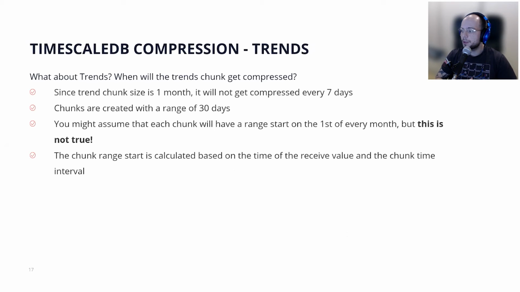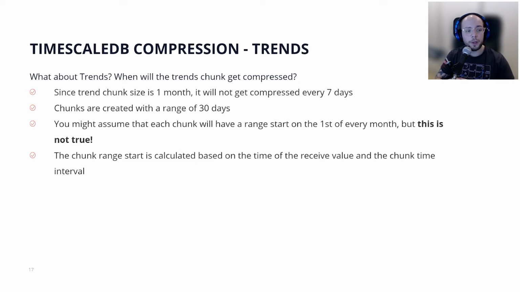Another thing that I found extremely tricky, and those of you who want to do some calculations can try to figure this out on your own: what about these ranges? The start of the chunk range and the end of the chunk range, and when will these chunks get compressed? For example, for trends, if the chunk size is 1 month, of course, it will not get compressed every 7 days. Trends have monthly chunks. Trends will get compressed after a month because we need to compress the whole chunk. We cannot compress a part of a chunk.